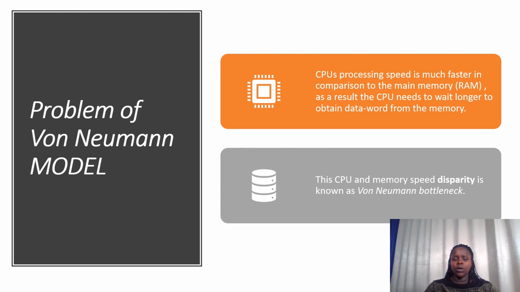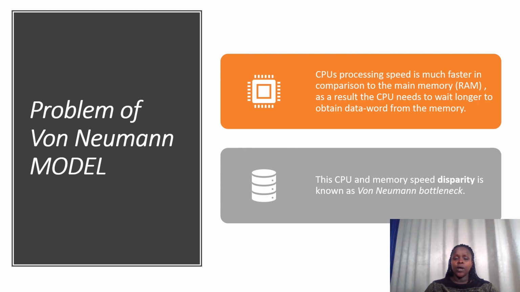CPU's processing speed is much faster in comparison to the main memory, RAM. As a result, the CPU needs to wait longer to obtain the data read from the memory. As I told you, they use a single data path where the data should pass either after the instruction or the instruction passes after the data.